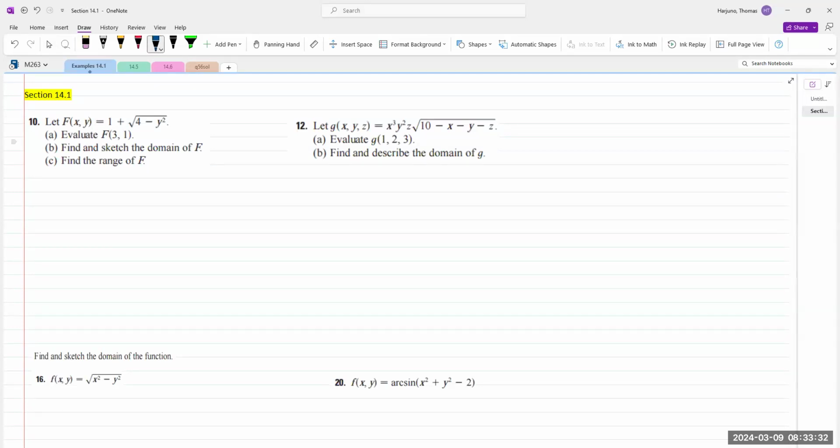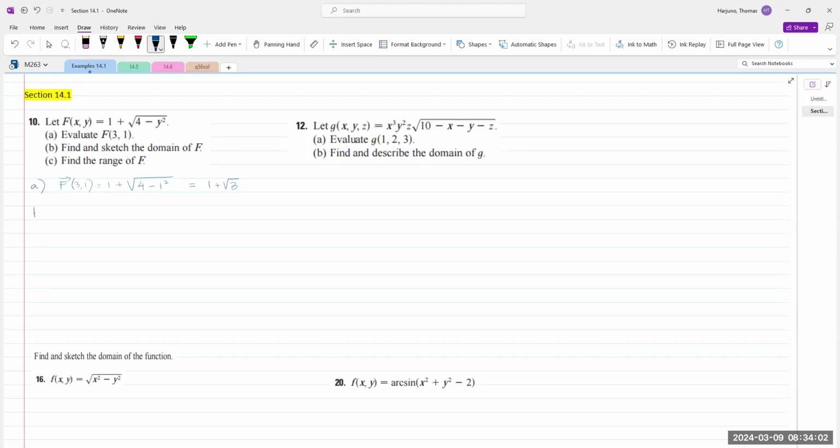So number 10a, what is the value of the function f at (3, 1)? We plug in that coordinate. Oh, I just realized that this function is independent of x. Yeah, so if you imagine, the graph will be a cylinder parallel to the x-axis.